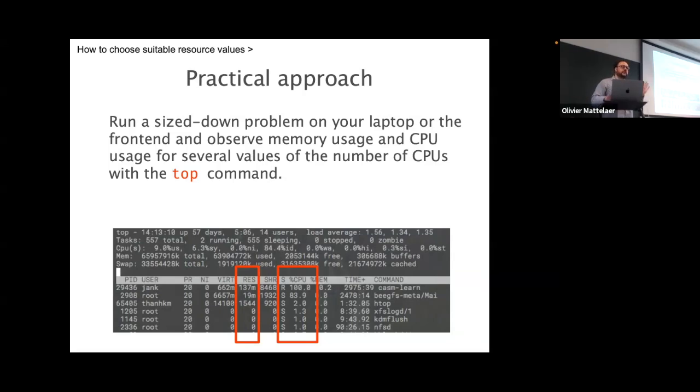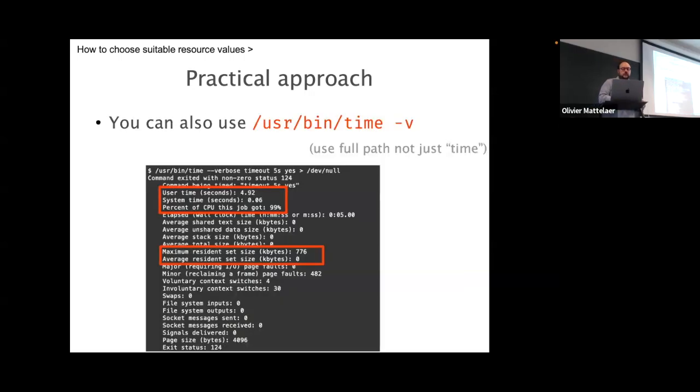It's not always easy to run a small size. Of course, if you run that on a smaller version of your program, then you need to extrapolate to the actual size of the problem to get the actual values. Sometimes it's not practical, and it's easier to get the actual values for the actual job. So what you can do is submit the job with very large resource requests the first time, and run your program with a time command.